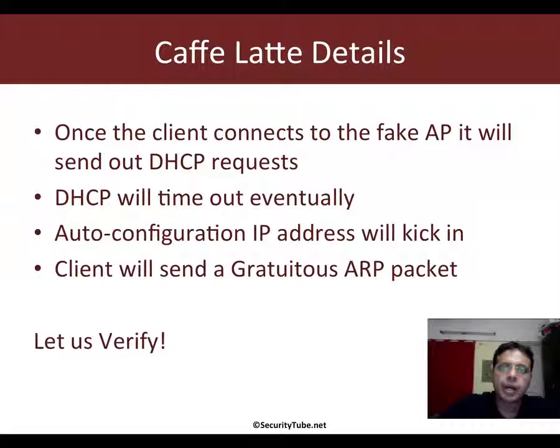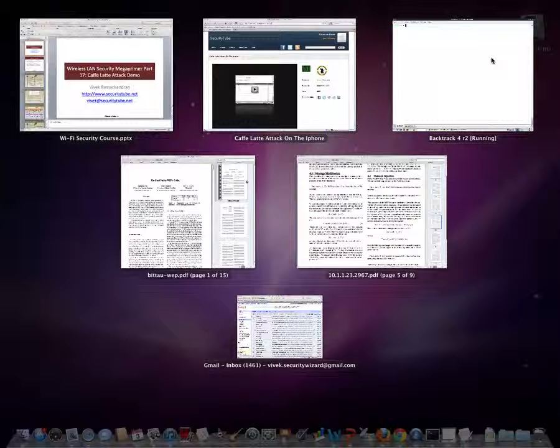So what is going to happen? As we saw in a previous video, the client will start making DHCP requests, but because we have a fake access point, nobody is going to answer that DHCP request. Eventually DHCP will time out, and the client will assume an auto-configuration IP address in the 169.x.x.x range. After that it will send out gratuitous ARP packets announcing the IP address. We've seen this in a previous video, but let's quickly verify this.